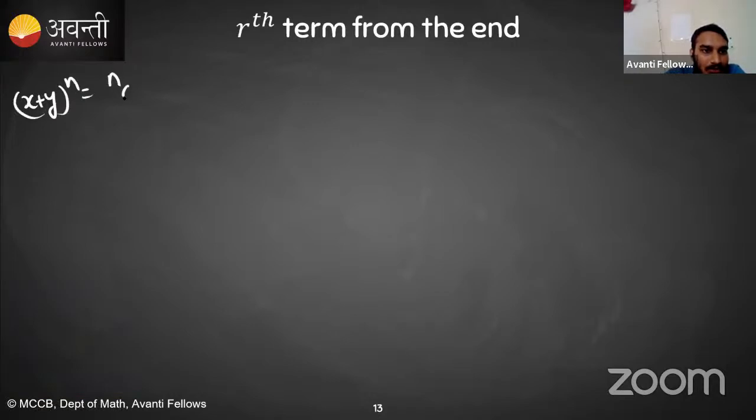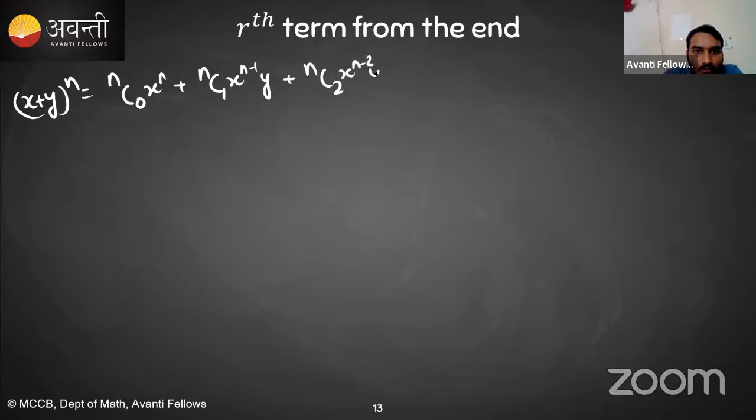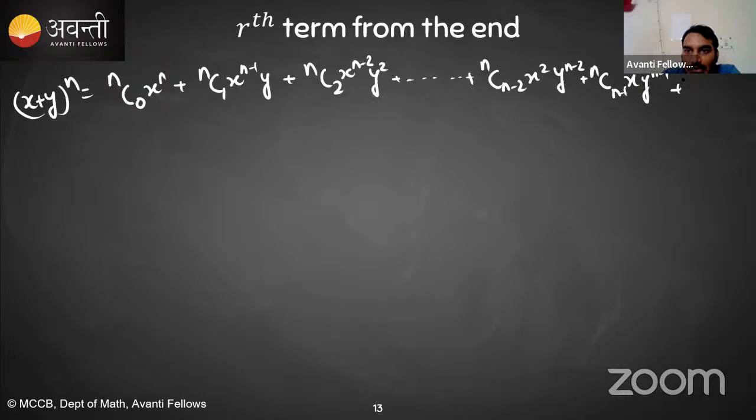nC0 x^n + nC1 x^(n-1) y + nC2 x^(n-2) y^2, like that, up to nC(n-2) y^(n-2) x^2 + nC(n-1) x y^(n-1) + nCn y^n. Right, this is the expansion of (x + y)^n.